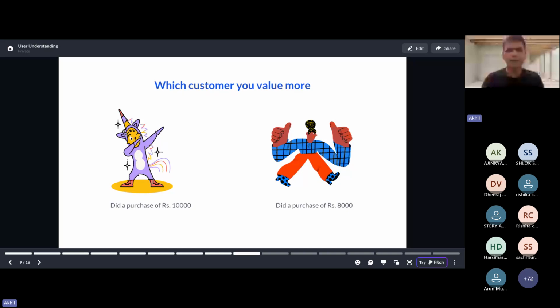We have a little bit of time. Okay, so guys, you have two options. You have two users. One user has done a purchase of 10,000 rupees, and another user has done a purchase of 8,000 rupees. Out of these two users, which customer do you value more? And you have only this information to act on. Write in the chat.